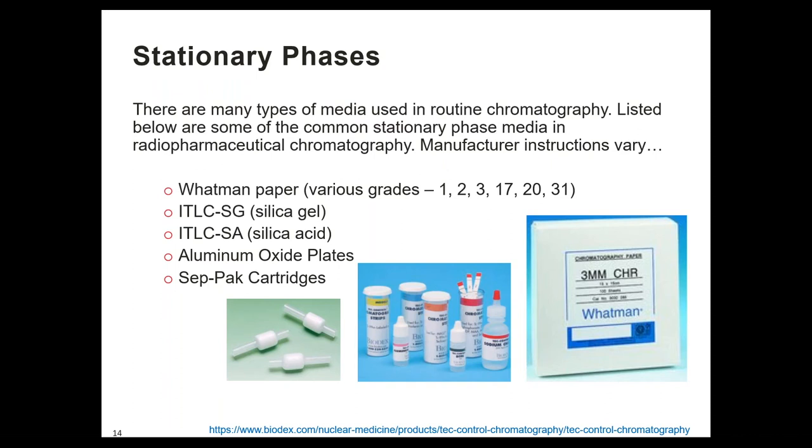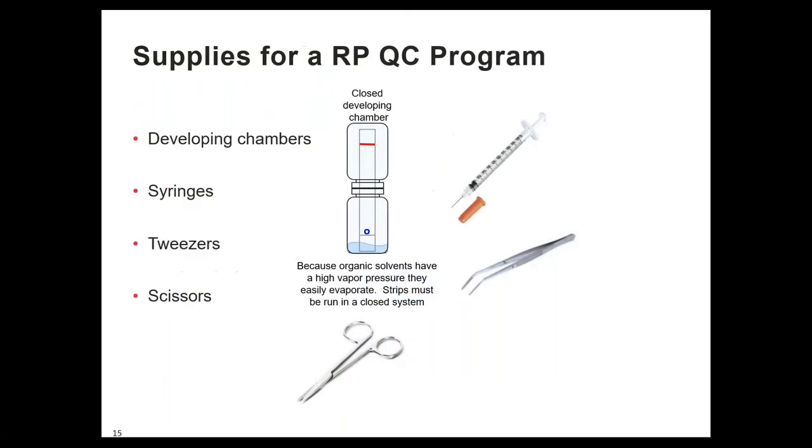Speaking of paper, there's a different collection of media that may be used. Whatman paper is one of the most common. It's cellulose or wood pulp, and there's different grades, 1, 2, 3, 3MM. They all have different thicknesses and rigidity and speed of travel, but they're all cellulose. There's also silica gel, or instant thin layer chromatography, ITLC-SG. And there's a variant called SA, which is acidified silica. Plastic aluminum oxide plates, as well as the C18 Sep-Pak cartridges you can see displayed on the screen. And so these will be selected by the manufacturer, referenced in the package insert perhaps, to identify what strips and solvents are used for particular drugs.